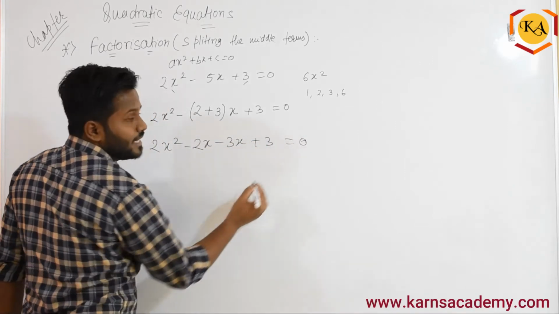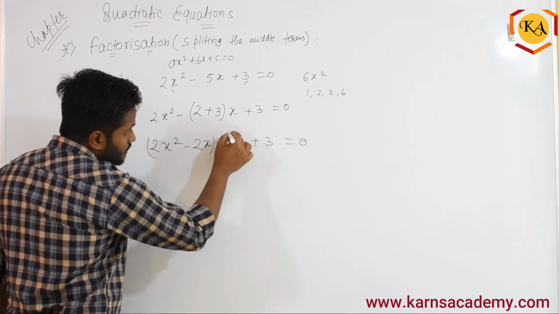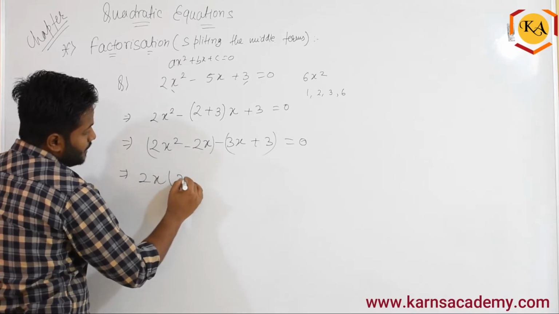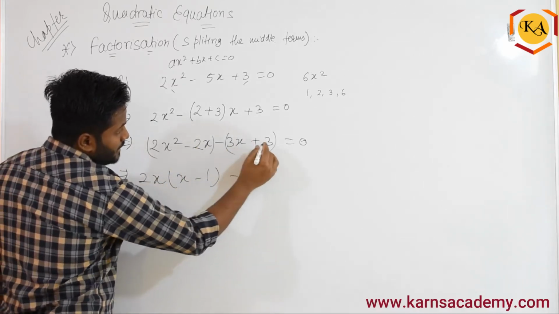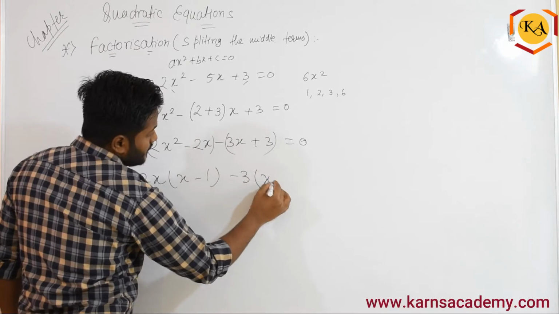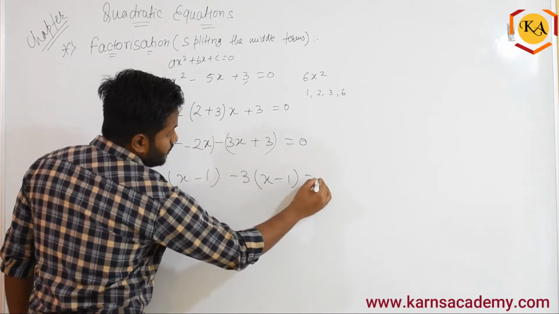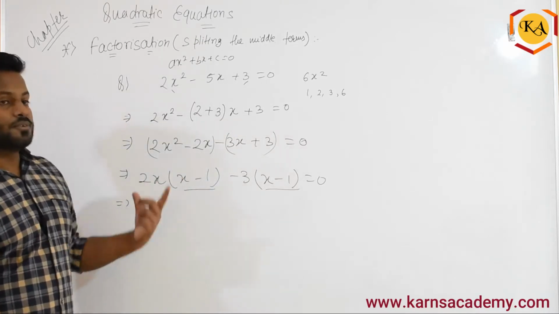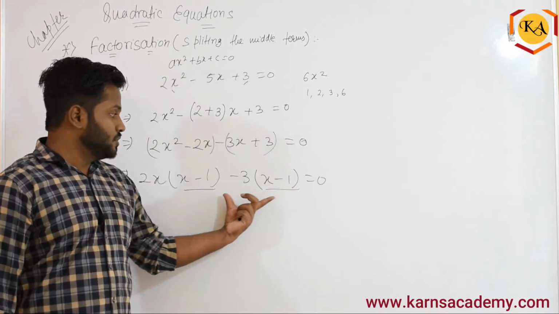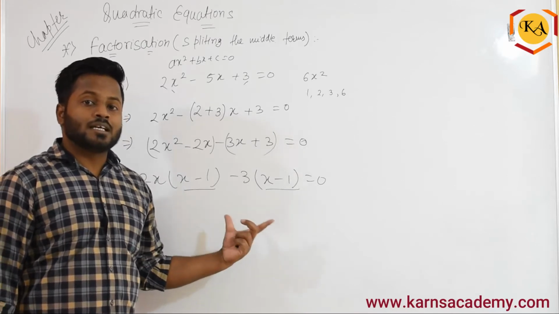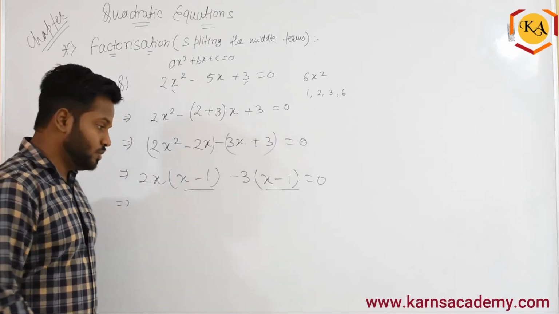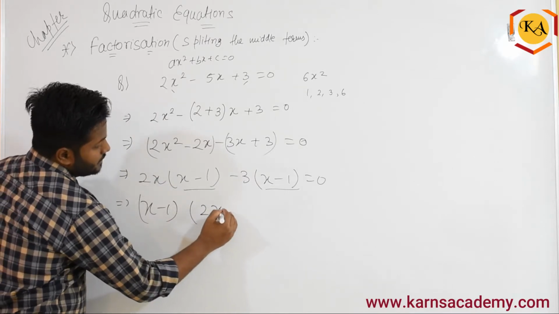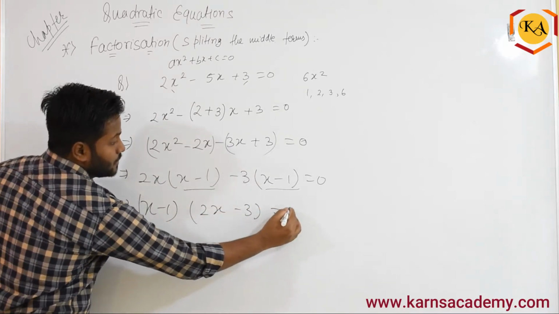Correct? Now let's start taking common in these two terms. What are the common terms we have here? 2x. What is remaining? x minus 1. Minus, what is common here? 3. x minus 1 equal to 0. So see, if you can see this, these two terms are same. This is our goal. After solving this, you are supposed to get these two terms as similar. Similarly, now again I can take these two terms common, that is x minus 1. What is remaining here? 2x minus 3 equal to 0.